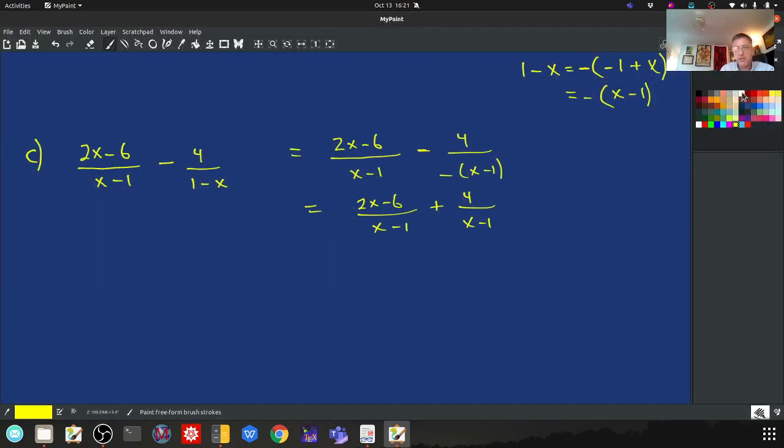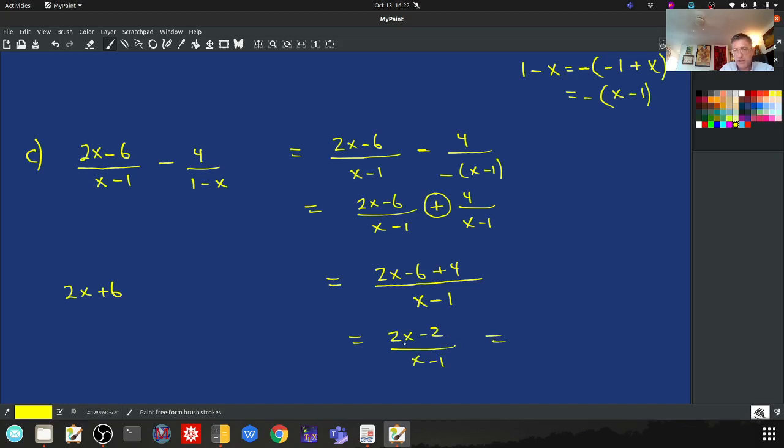Now all we need to do is... I think it's good right now to come over here, and nothing. It's not a good idea. I take it back. We have a common denominator. By just factoring out a minus 1, I found a common denominator. And now I'm adding suddenly. Makes it easier. So it's 2x minus 6 plus 4, which is equal to 2x minus 2 over x minus 1.